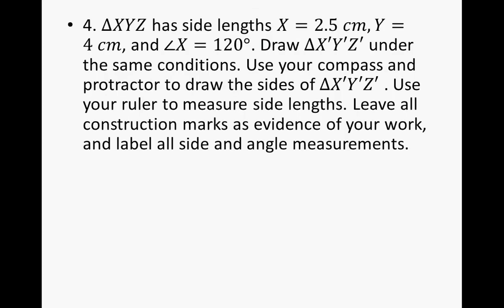All right, so you're going to try this with number 4. Triangle XYZ has side lengths of 2.5 centimeters and Y is 4 centimeters. And the angle X is 120 degrees. Draw a triangle X prime, Y prime, Z prime under the same conditions. Use your compass and protractor to draw the sides of triangle X prime, Y prime, Z prime. Use your ruler to measure the side lengths. Leave all construction marks as evidence of your work and label all side and angle measurements.